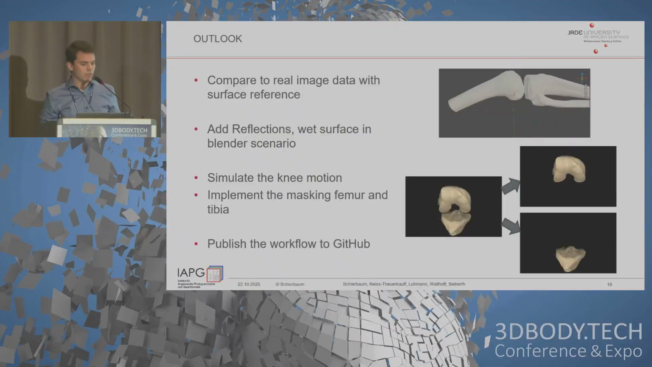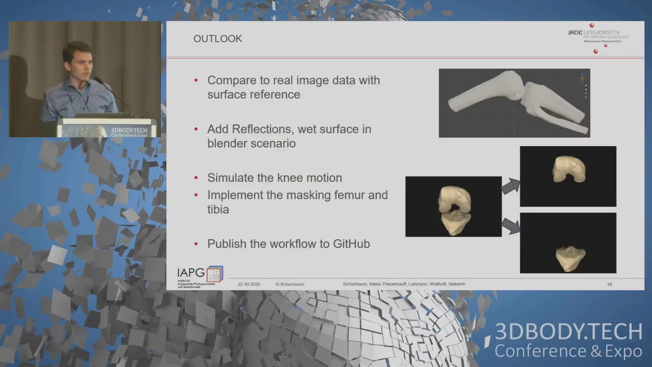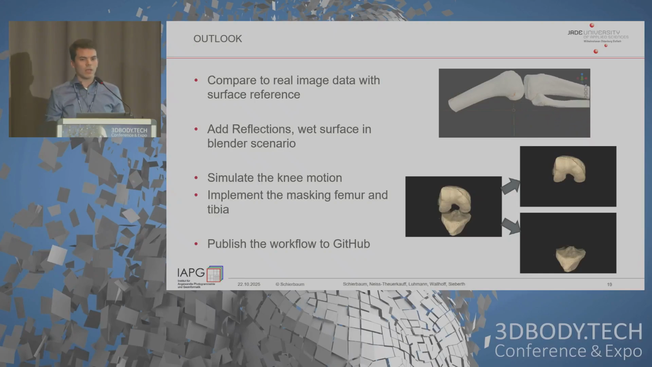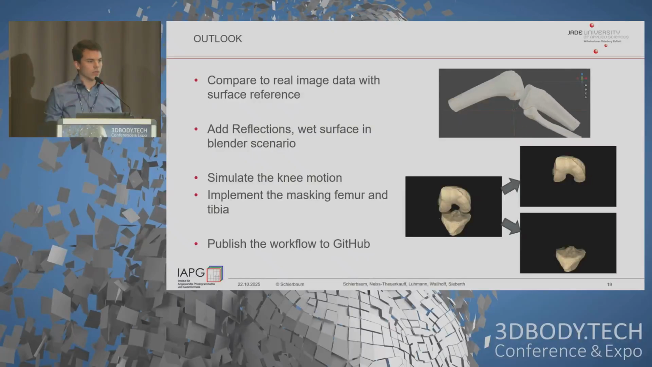Our outlook: we want to compare the real image data with a surface reference, and we want to add reflection and a wet surface in the Blender scenario, so that we get more realistic data. We want to simulate knee motion, and we want to publish our workflow to GitHub, so you can use it open source.